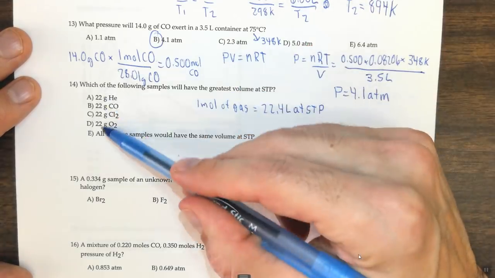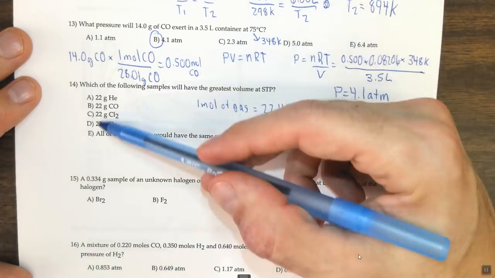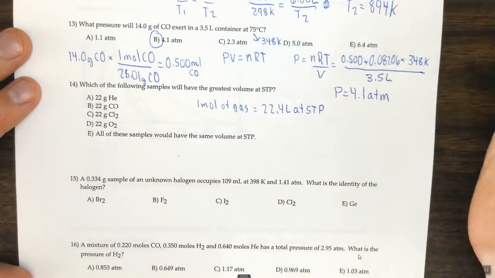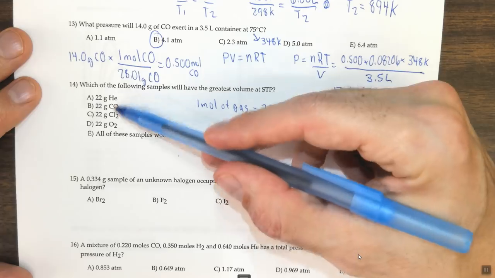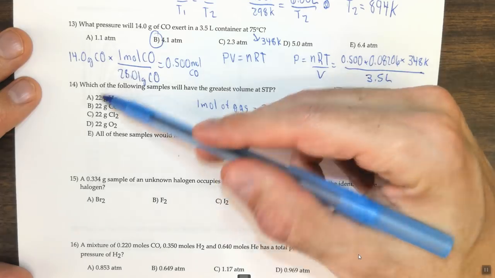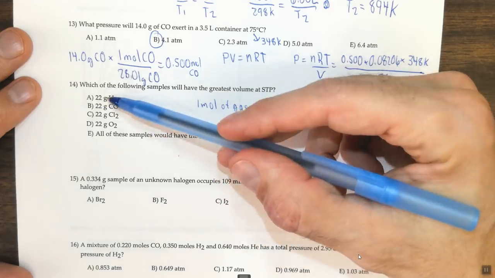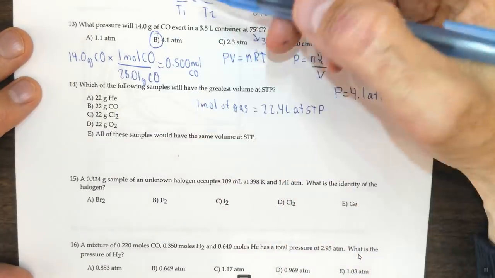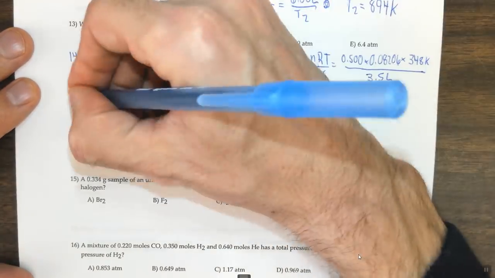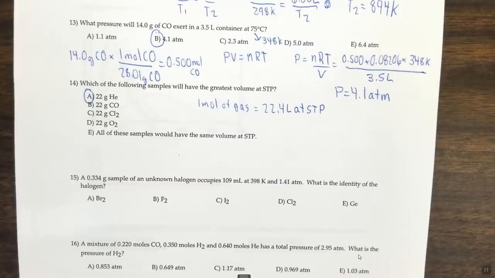We're given 22 grams of each gas. Well, which one are we going to have the most moles of? The one that's the lightest. Since helium has the lowest molar mass, 22 grams of helium is going to be more moles of helium than any of the other ones. Since we have more moles of helium, we'll have more volume of helium because the amount of volume that something takes up is dependent on how many moles are present, and there'll be more moles of helium present.